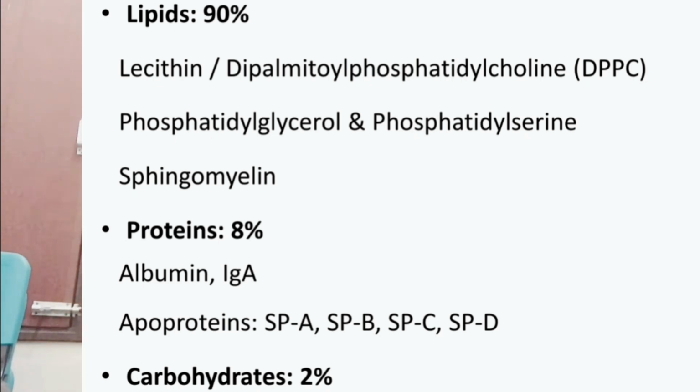Coming to proteins, we have surfactant proteins, SP. Surfactant proteins can be SP-A, SP-B, SP-C, SP-D. Among these, SP-A and SP-D provide immunity to the lungs. Also, we have proteins known as albumin. Also, we have IgA, immunoglobulin A, which is also present in the protein part of the surfactant.